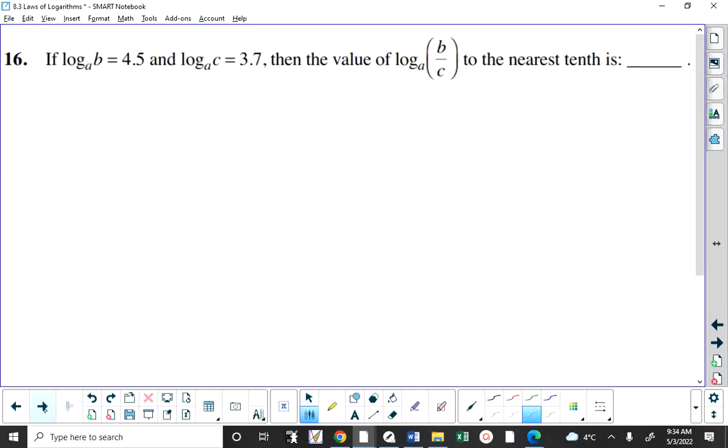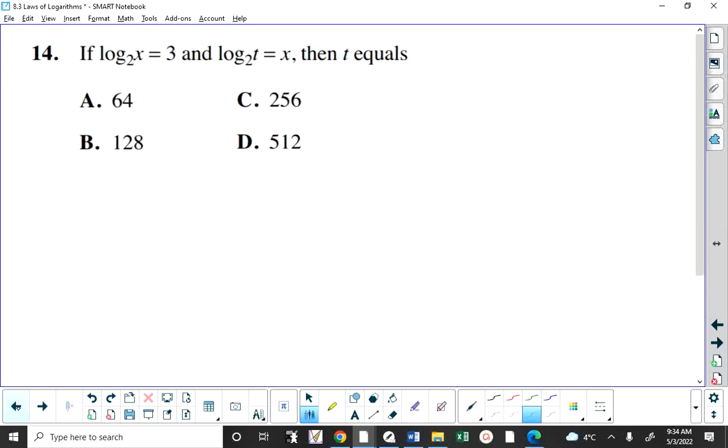14. Sorry? 14. 14? Okay. 14C. This is a multiple choice question. That's the answer I got. Oh, you got C. Yeah.